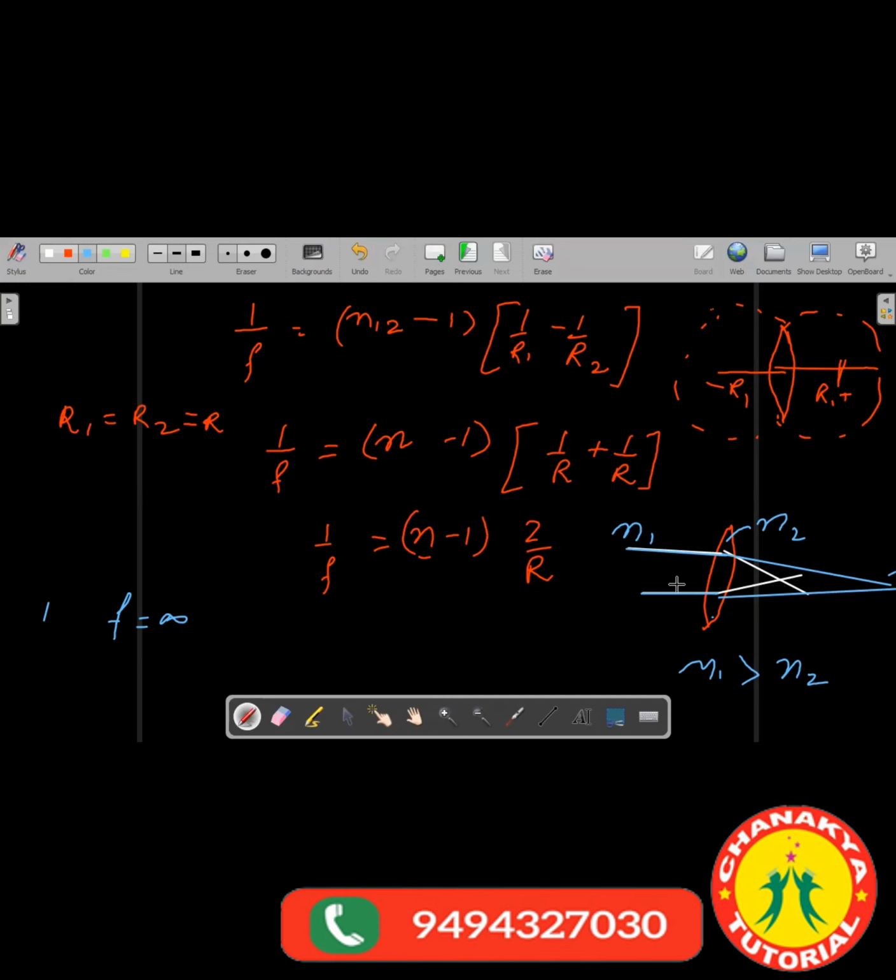If the refractive index of the surrounding medium is greater than the refractive index of the lens, still there will be refraction, but the lens will start behaving as a concave lens. The same lens will start behaving as a concave lens, and there will be divergence occurring. You will get the value of focal length as negative, which means this lens will behave as a concave lens in that medium. Got it? So these were some of the important points related to refraction of light.